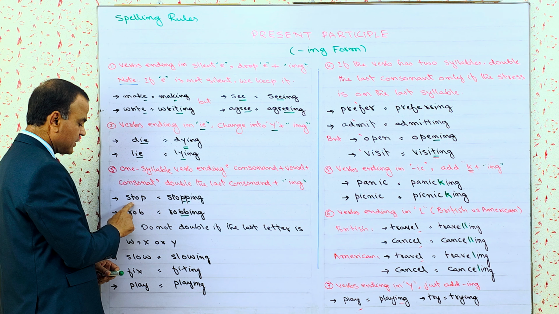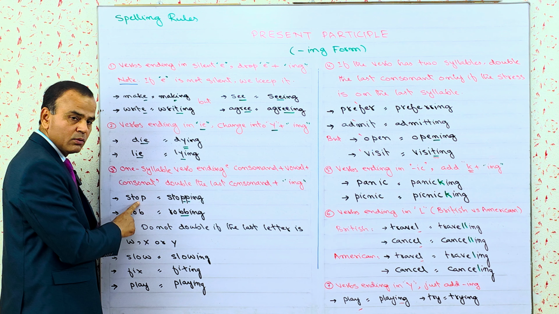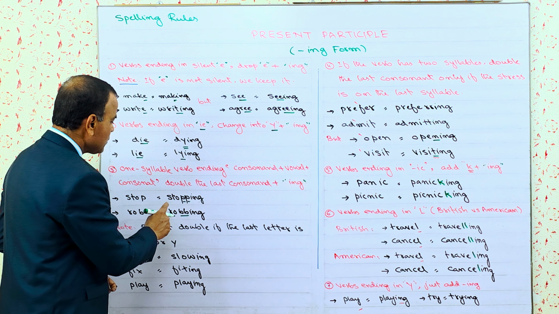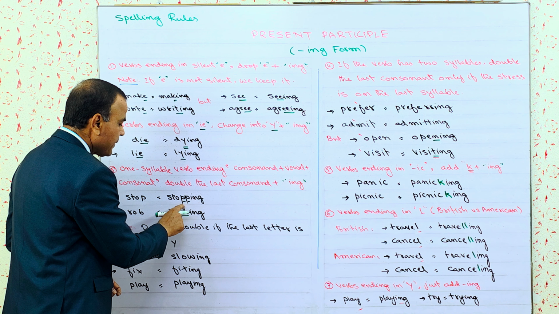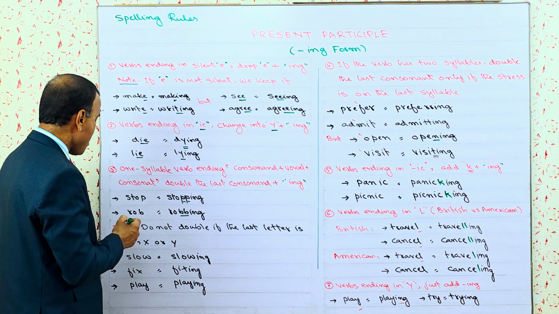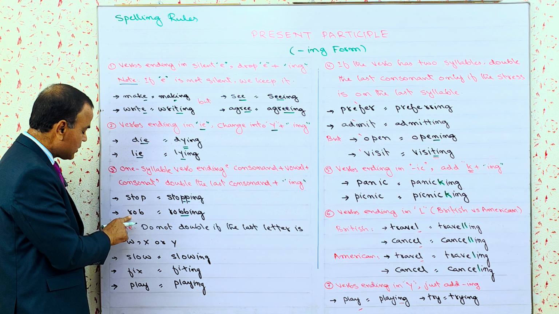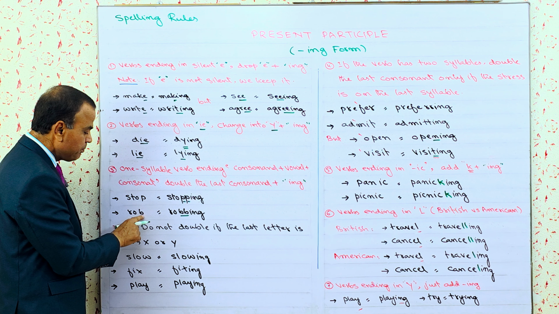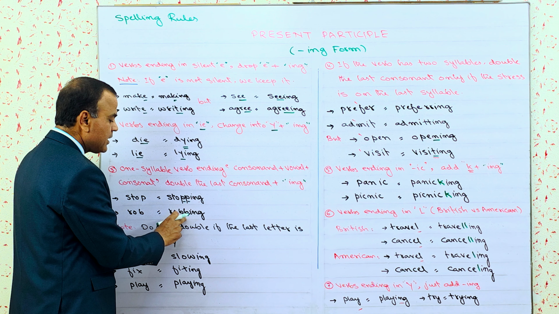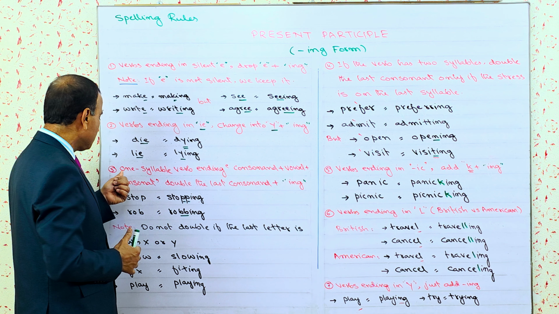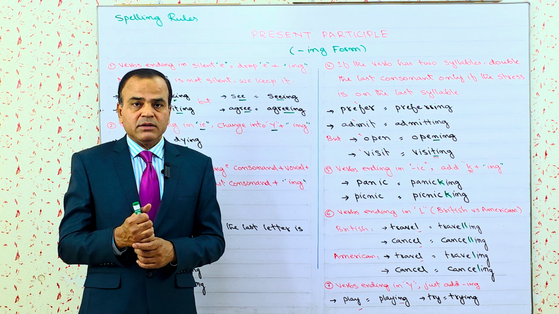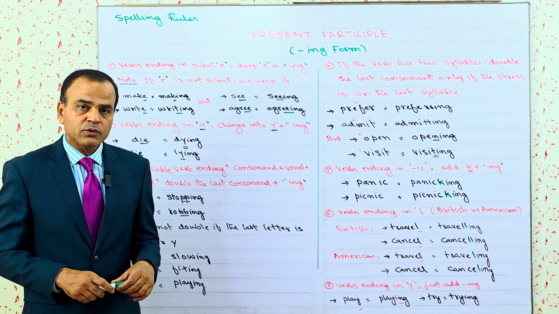STOP, T consonant, O vowel, P consonant. When I add ing here, I will say STOPPING. The last consonant will be doubled. Rob, R consonant, O vowel, B consonant, and while adding ing, robbing. That's rule number 3. But there are also exceptions to this rule.